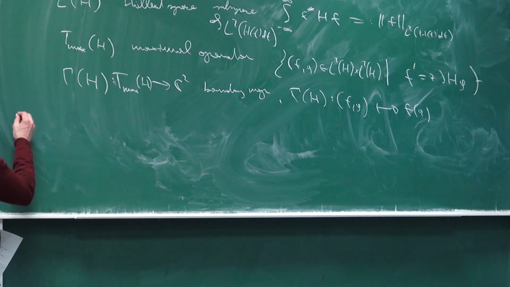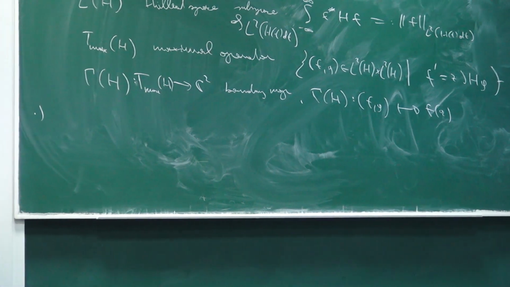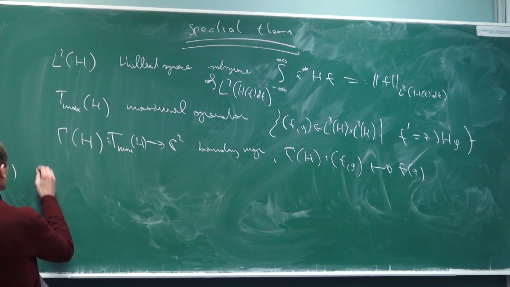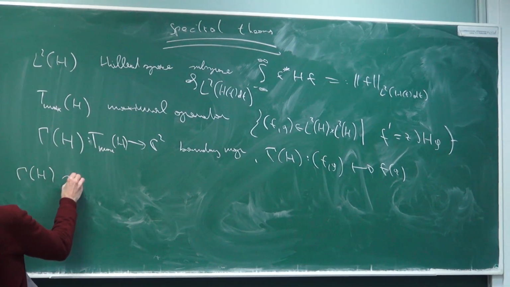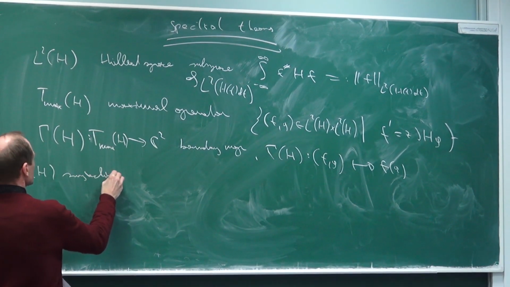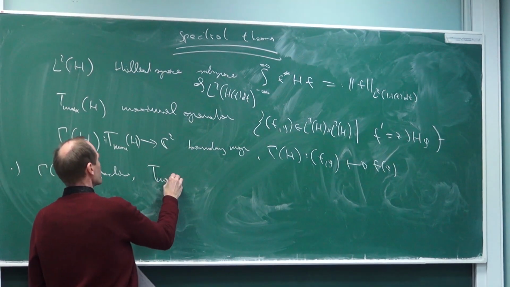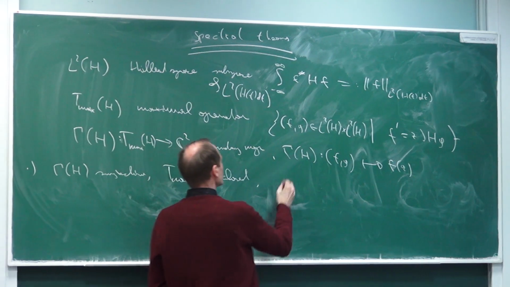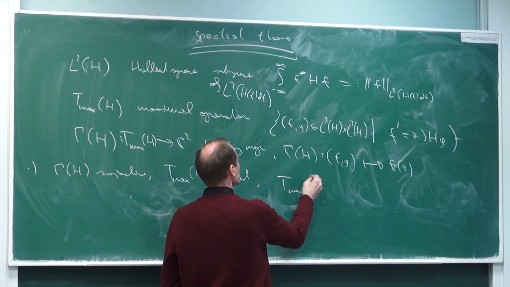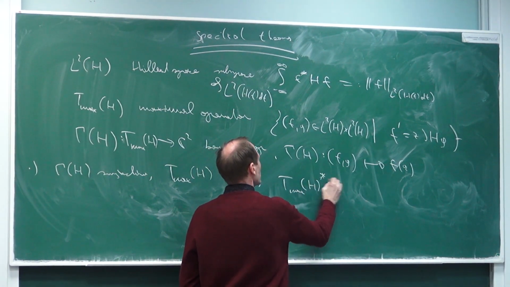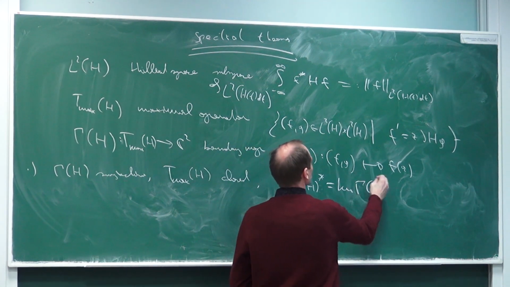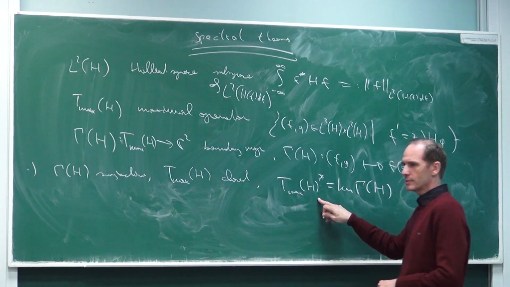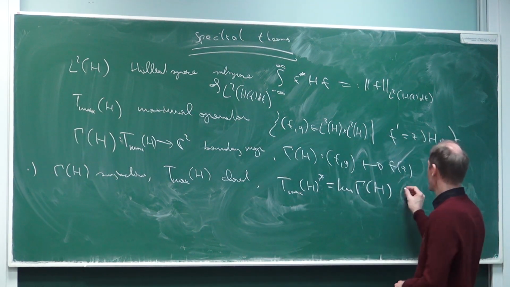What does one show for this thing? A couple of things. I just noted some of them here. So, for example, you show that the boundary map is surjective. You show that the maximal operator is closed. You show that its adjoint is equal to the kernel of the boundary map. In particular, it is contained in T max itself.